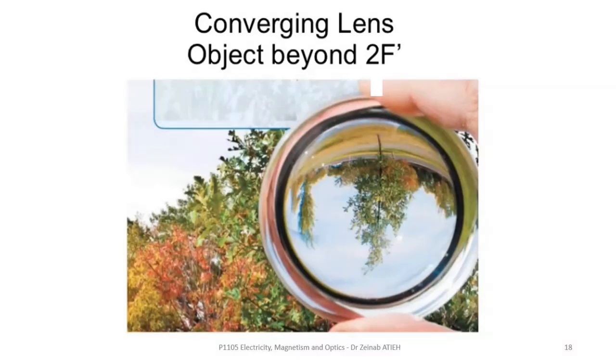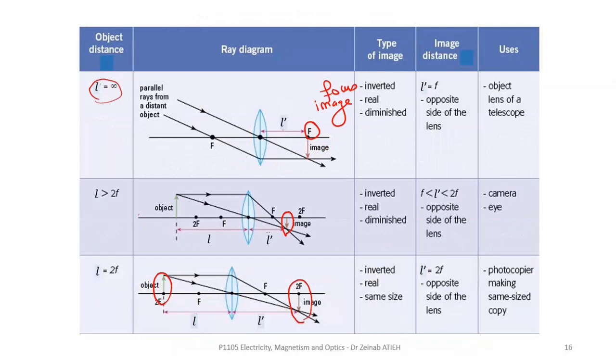This uses a converging lens and an object beyond 2f, which is similar to this case. Here we are using a converging lens. We see the tree farther than twice the focal length. So we see the image of a tree inverted and diminished.